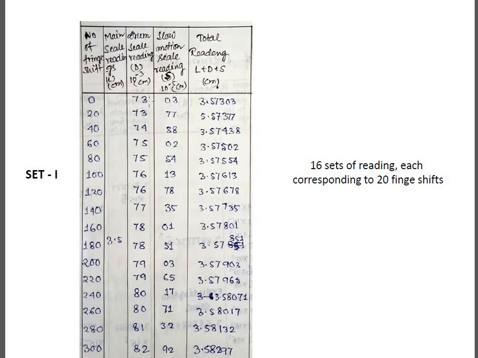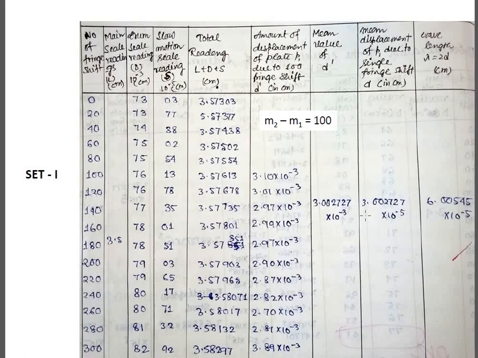Next, we keep on counting the fringe shifts by slowly moving the slow motion screw scale. You see, no change in drum scale, but slow motion screw scale reading has been changed from 03 to 77, and this corresponds to 20 fringe shifts. And this is how we keep on doing up to 300. So 16 sets of reading, each corresponding to 20 fringe shifts. And what do we get? This is what we get.